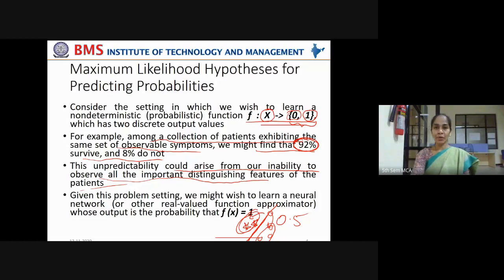Got it? Now, understand this problem setting. Now, we might wish to learn a neural network or any other real valued function approximator. You can take other approximators like linear regression, ridge regression, lasso regression. When you start gaining expertise in this particular field, then you will come across all these types of regressions. Regression problems are generally used for predicting real valued functions and classification problems for categorical values.